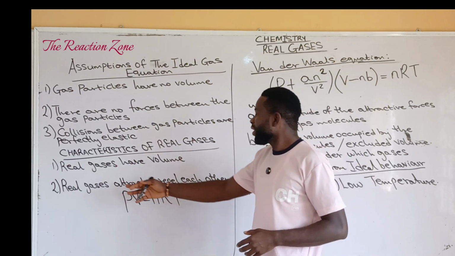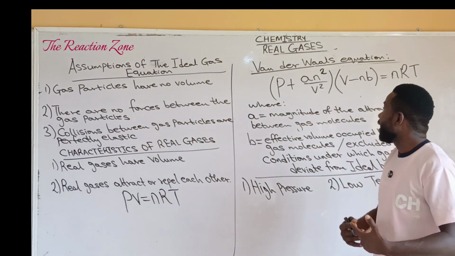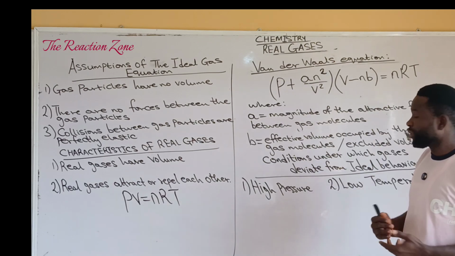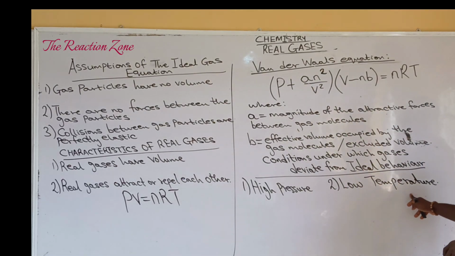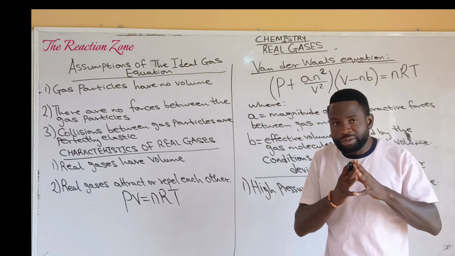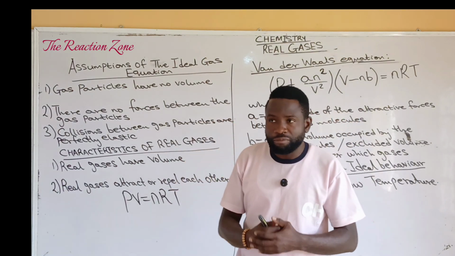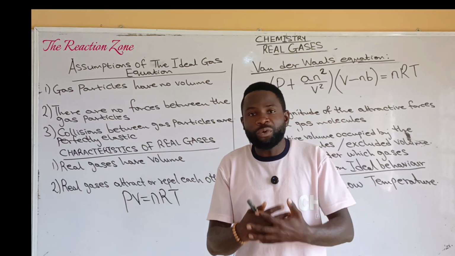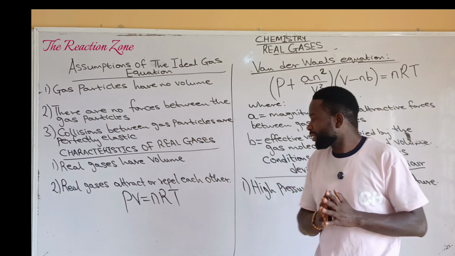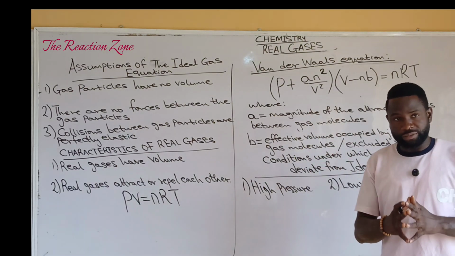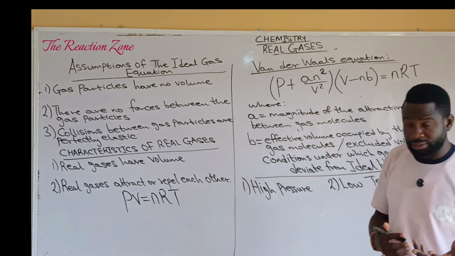The second is that real gases attract or repel each other. There are attractive forces between the particles of a real gas. Examples of attractive forces that you find between the particles of a real gas are Van der Waals forces. And under conditions of low temperature, the motion of the particles of a real gas is slower because the kinetic energy of the particles is not adequate to overcome the intermolecular force of attraction that exists between them. As a result, the particles of a real gas under conditions of low temperature move slowly. And this explains why at lower temperatures real gases condense into liquids.